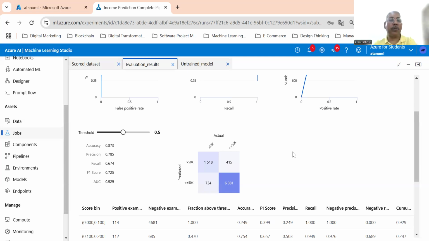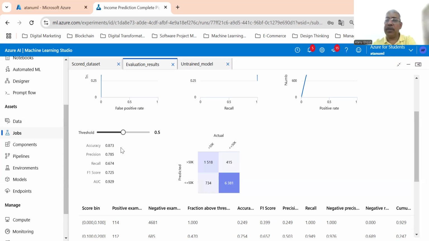Now there are a few important metrics. The first metric is called accuracy. You can see the accuracy is 0.873 for the model. Not too bad, because we actually didn't do any pre-processing. We didn't do any hyperparameter tuning and we got a result of 87% accuracy, which is not very bad given the simplistic model that we have built.